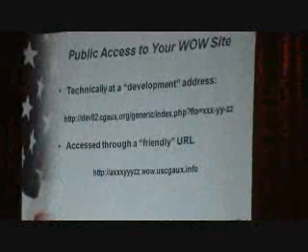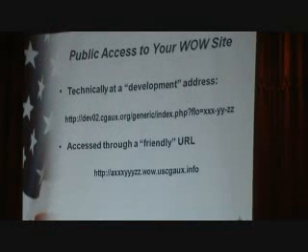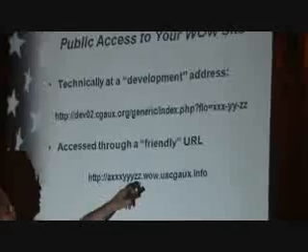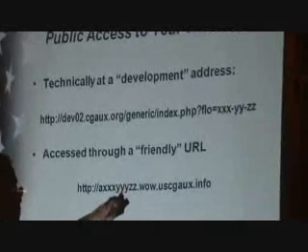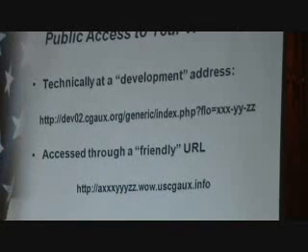So the access to your WOW site publicly, right now it's at a development address. Don't use that, don't post that. The site that you want to use is the friendly URL, which is alpha XXXYYZZ, or for divisions, just the first part of that string. And that works now. This redirect occurs right now, thanks to our head of systems.